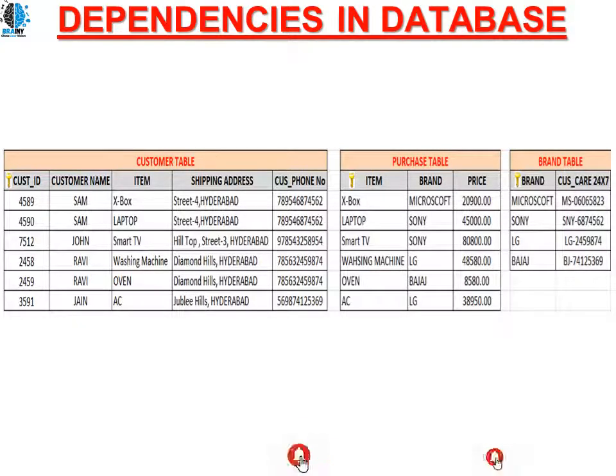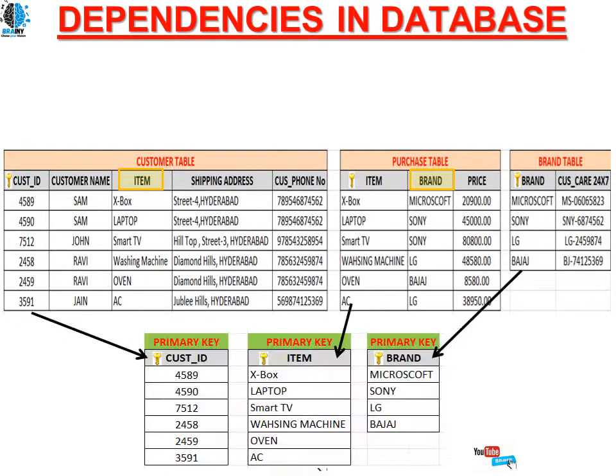And in customer table, you can see the item is there. So this item is a foreign key in our customer table. In purchase table, brand key is there. So brand key is a foreign key in purchase table. So these three tables are in relation. So their primary keys are: customer ID is a primary key of customer table, item is a primary key of purchase table, brand is a primary key of brand table.